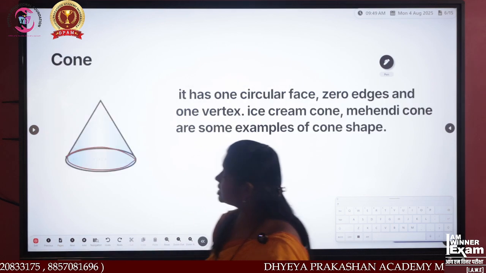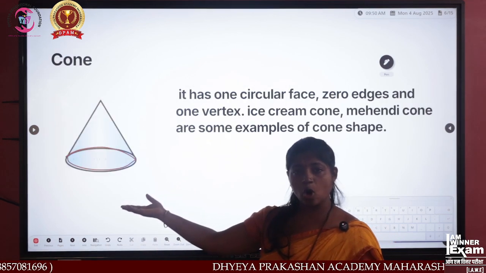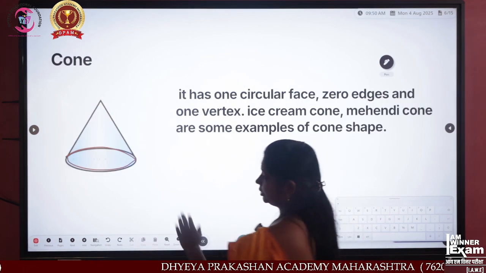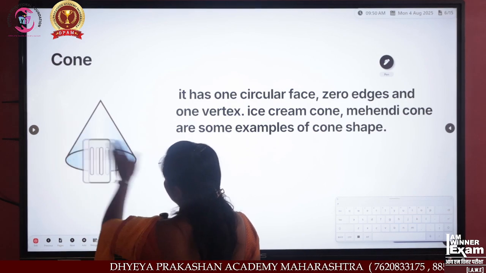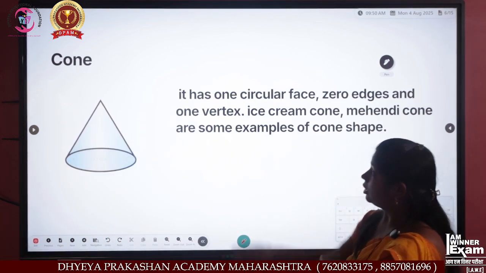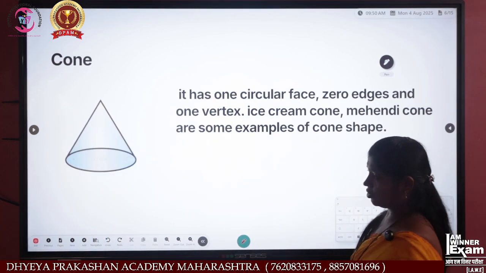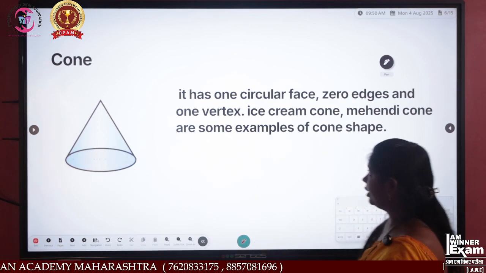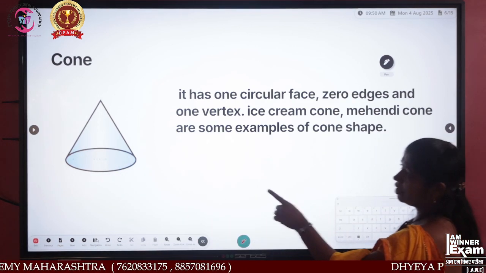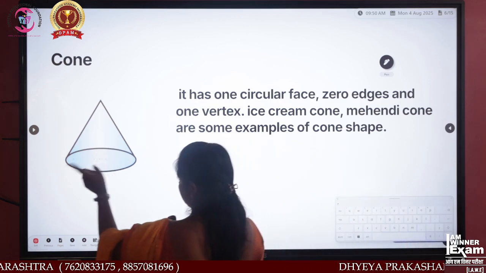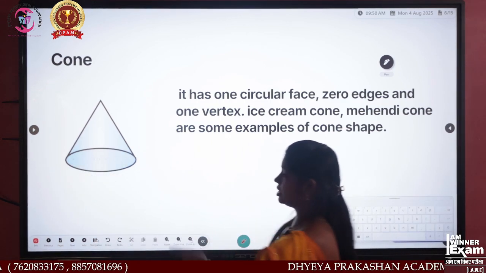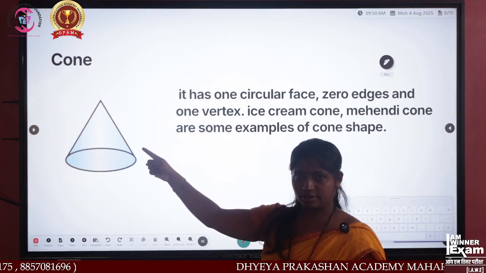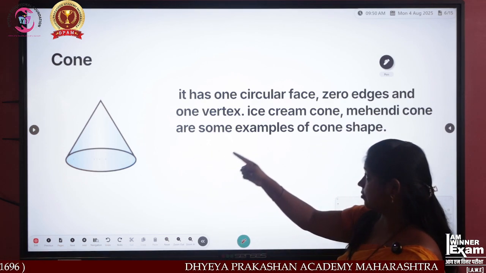Okay, now next, this shape is a cone. It has one circular face, 0 edges and 1 corner, which is 1 vertex.